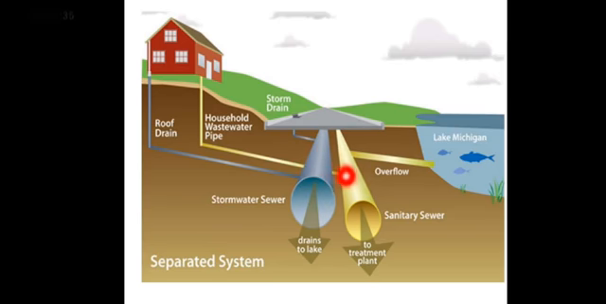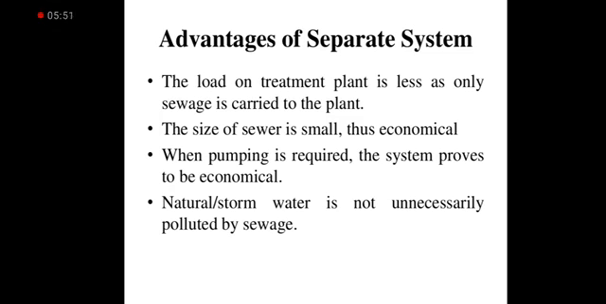These sewer lines: this yellow sanitary sewer line goes directly to the treatment plant, and this blue sewer line, which is the storm water sewer line, will be disposed of in the stream or in the river. This is a separate sewer line. What are the advantages of a separate system?